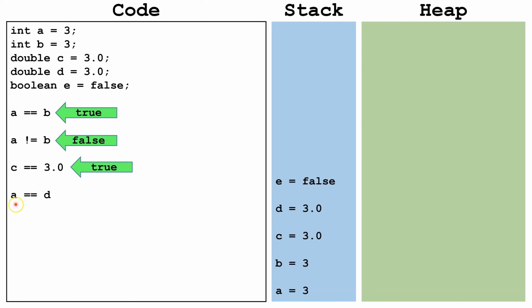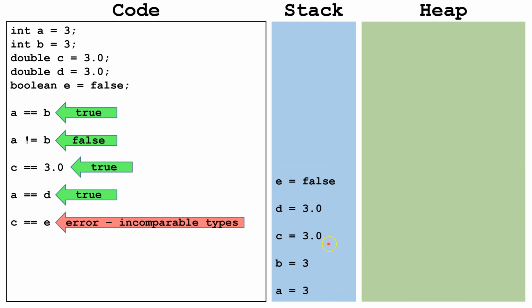Here we're comparing a to d. Now we see a and d are different data types. A is an int, d is a double. However, for this comparison, it will convert a to the double 3.0, and 3.0 is equal to 3.0, so this will evaluate to true. Finally, we have the expression c is equal to e. So we're comparing 3.0 to the Boolean value false. This is going to generate an error because there's no way for the compiler to compare a numerical value to a Boolean value.